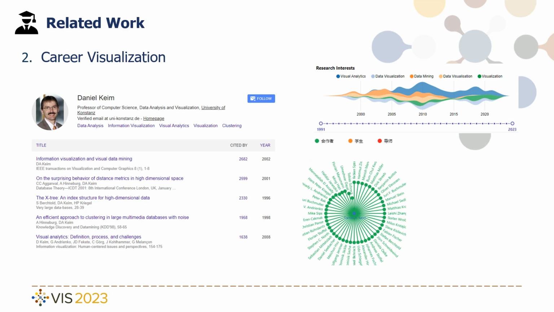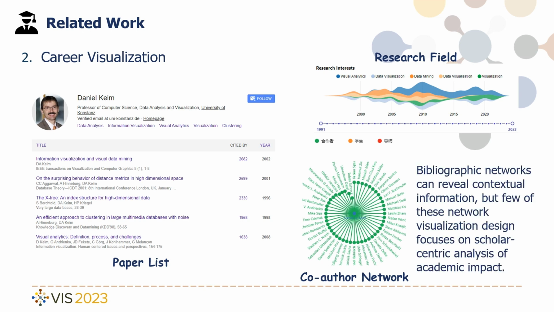On the other hand, bibliographic networks have long been deployed to display academic information, such as paper lists for delineating career trajectory, co-authorship network for collaboration history comprehension, and co-citation network for emerging topic detection. However, very few of these visualization designs focus on scholar-centric academic impact analysis.